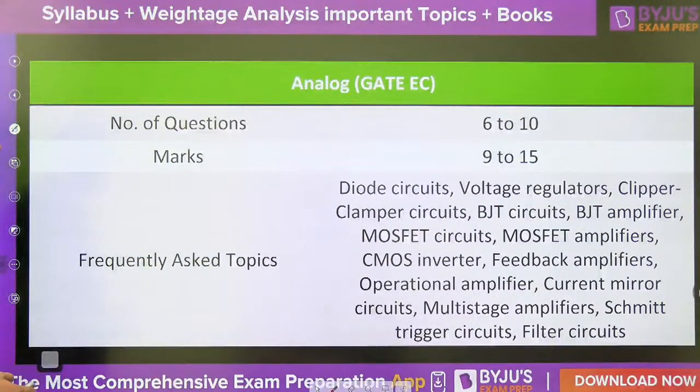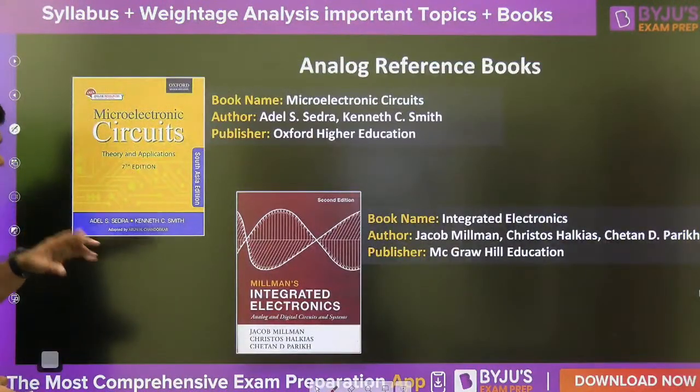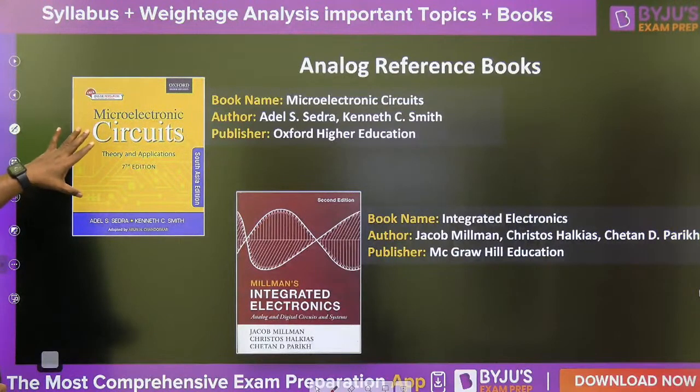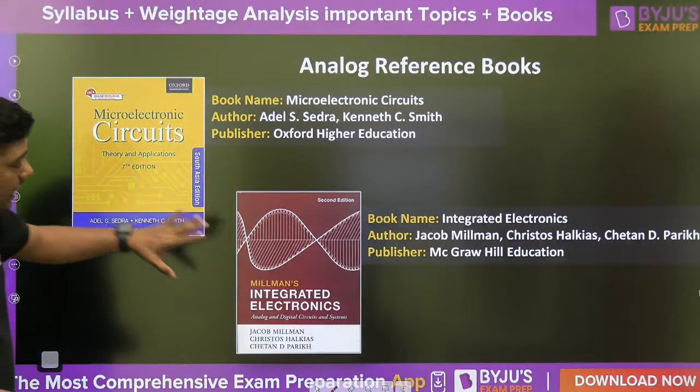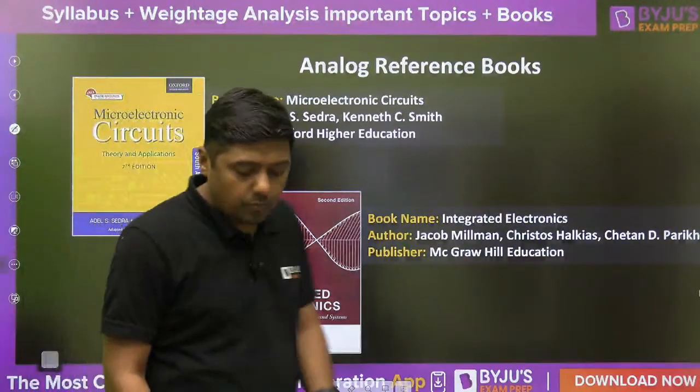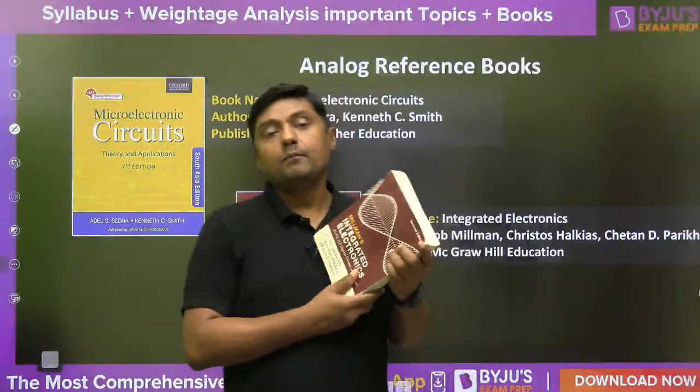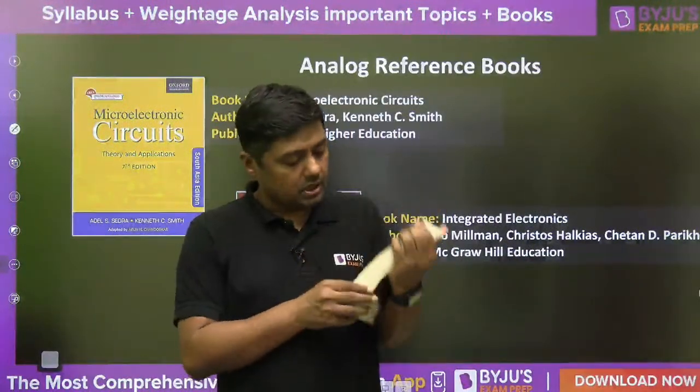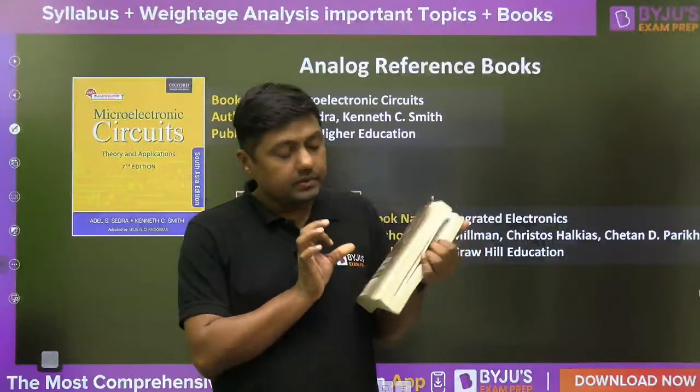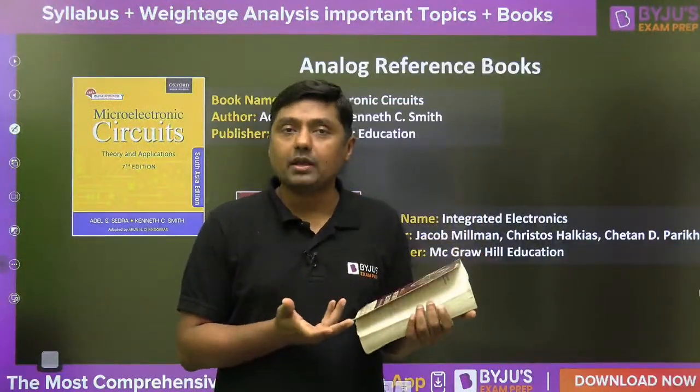Okay. Then what are the important textbooks, guys? This is Microelectronics 7th edition, Sedra and Smith, and this is Millman Halkias. I have the hard copy of this. This is Millman Halkias. Okay, that is the hard copy I have. And again, you have to solve some selected numericals from that.